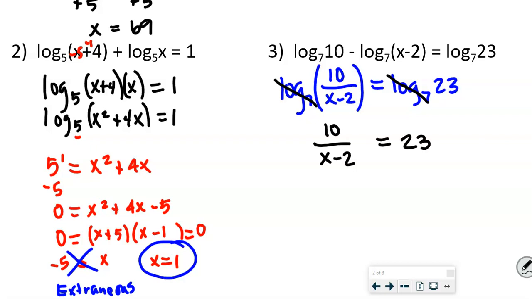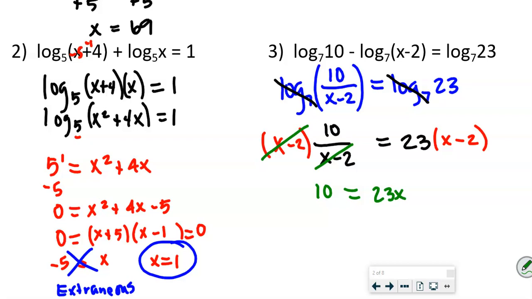Well, hopefully you guys remember how to get rid of something that's in the denominator. We're going to multiply both sides by it. So this is going to be multiplied by x minus 2, sorry, and this is going to be multiplied by x minus 2. So now that x minus 2 goes away, right? So we have 10 equals 23 times x is 23x. And then we have 23 times negative 2, that's going to be negative 46. So we're going to add 46 to both sides.